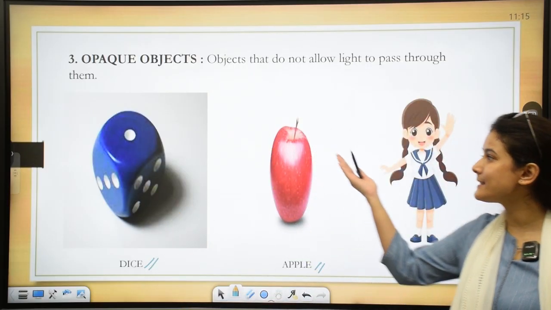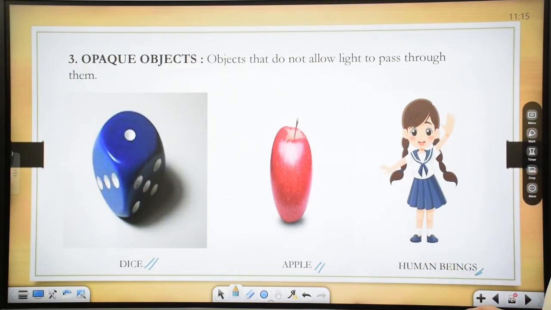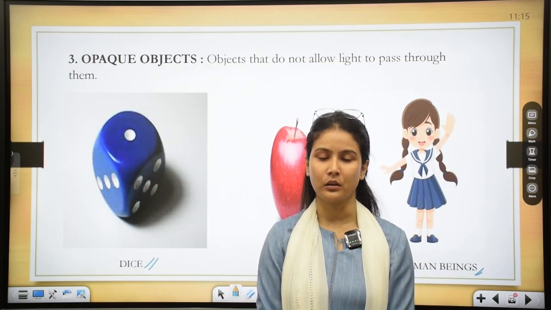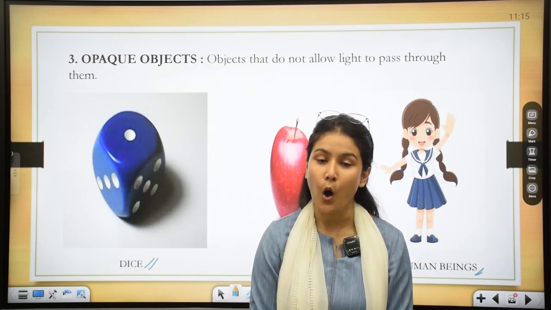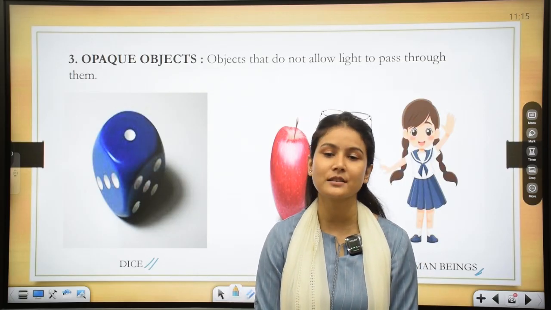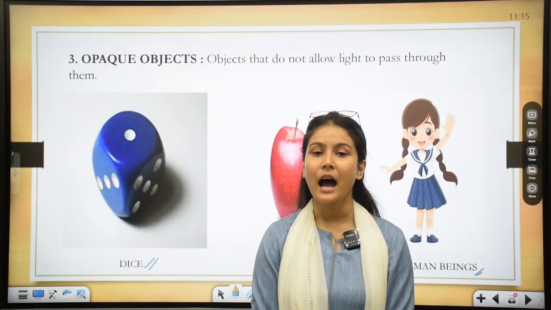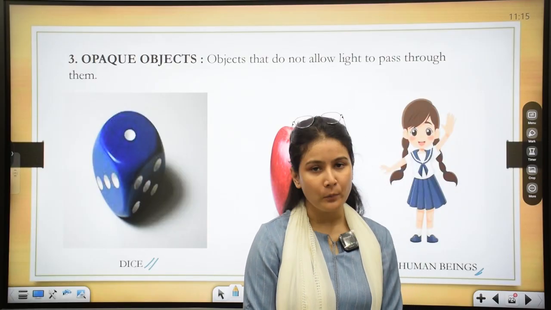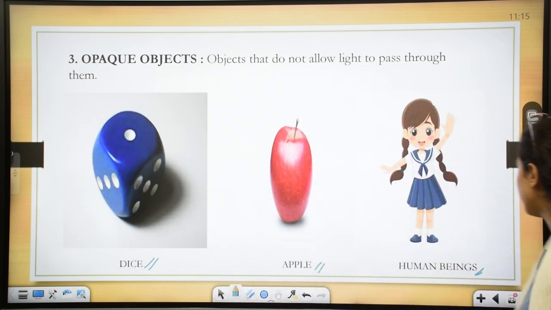For example, you can see this board right now completely, right? But if I stand in the way, what happens? A section of the board is cut out. Why? Because I am an opaque object. The light from the board is not passing through me. I am stopping the light. That is why I am an opaque object. All human beings are opaque objects.